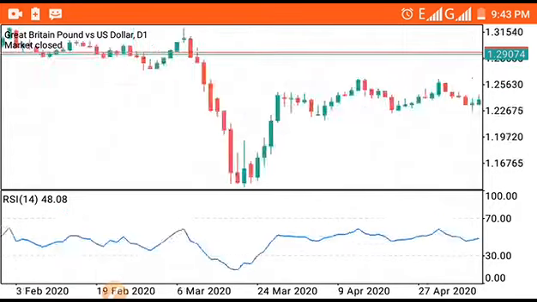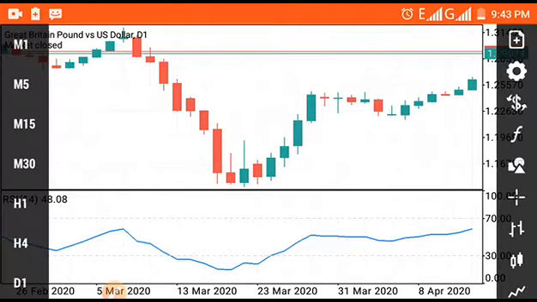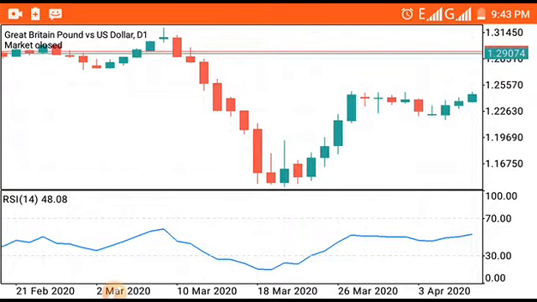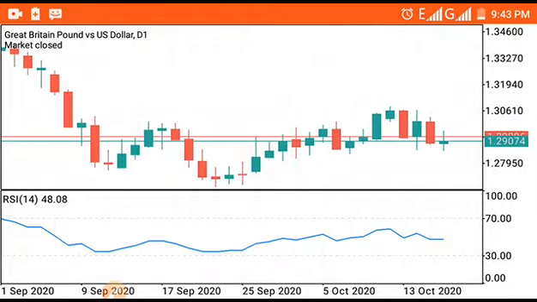So you'll be looking for opportunities in the low time frames to go for a buy. When you see RSI touching oversold, you start buying. Yeah, because the higher time frames control the lower time frames.